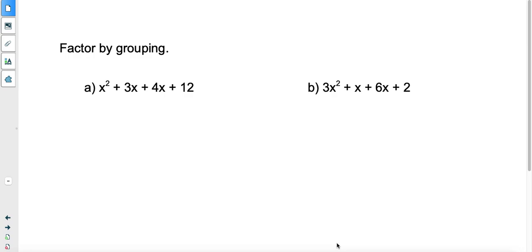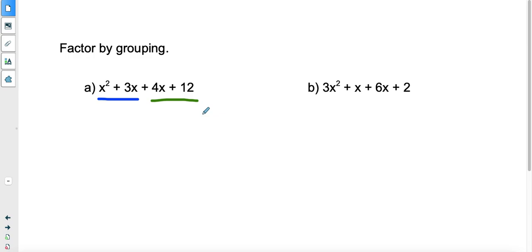Hi everyone. In this video, we're going to take a look at factoring by grouping. So, say I wanted to factor x squared plus 3x plus 4x plus 12. Well, one way we could do that is by considering the first two terms and the second two terms here separately.